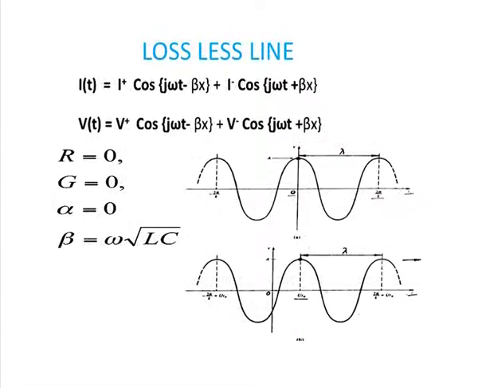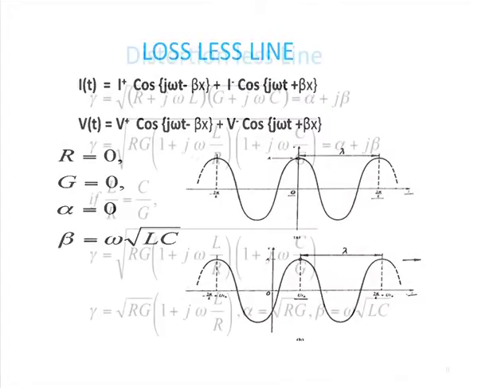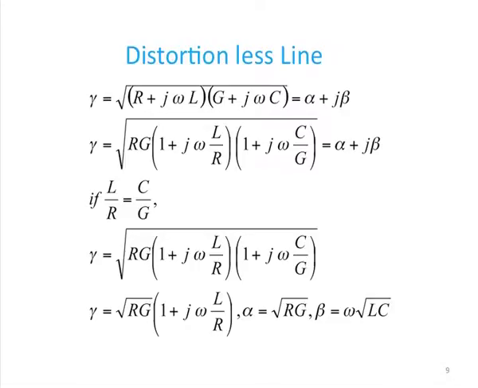Now, let me see the special case when the line is lossless. That means the resistance of the line is 0 and the conductance of the line is 0. So, from the expressions we can see that alpha will be 0 when R and G are 0, and beta is given by omega times the square root of L C. At that time, the exponential decaying term will be 0, and the signal's magnitude remains constant when it propagates, as shown in the diagram. The line is distortionless.